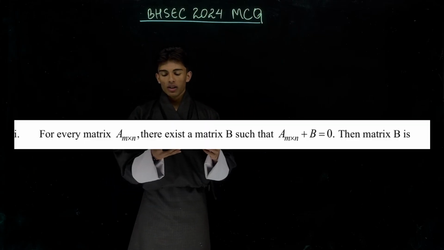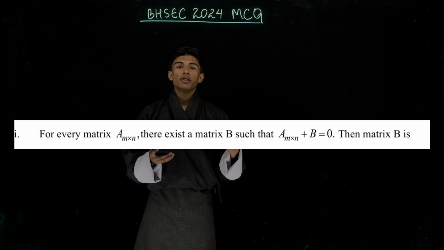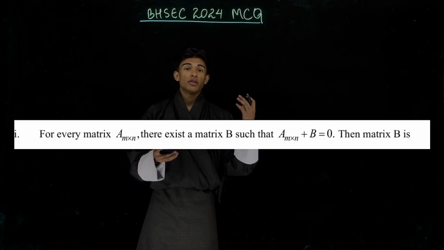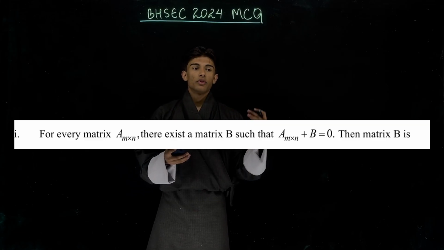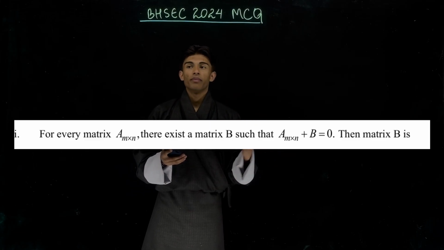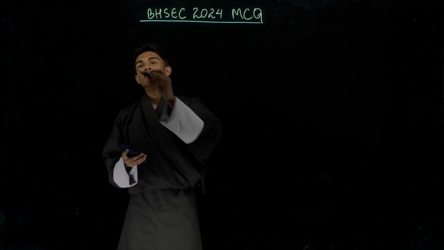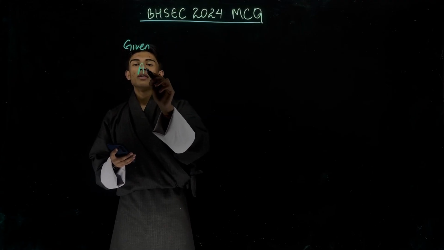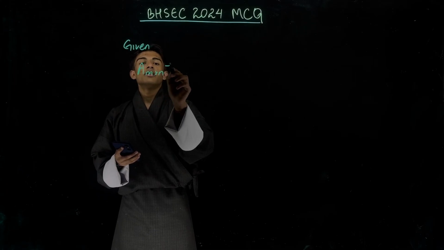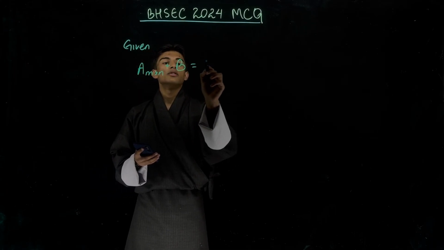So for question 1, we have: for every matrix A, there always exists a matrix B where if you add matrix A with B, you get 0. So what is this matrix B? Let's see what's given to us in this question. Given here is that matrix A plus matrix B gives us 0.